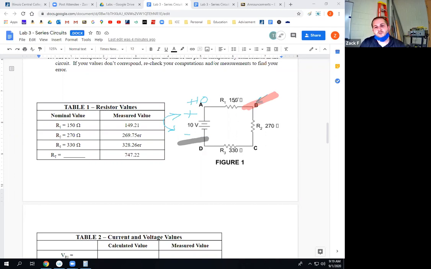Remember we said that if these were all 150 ohm resistors, that voltage would distribute evenly. So less resistance is going to consume less voltage than more resistance. Here's how I think of it: in terms of a percentage. We know the total resistance right here, 747.22. So what percentage is this resistor going to eat up of the voltage? My value is 149.21. How do I find a percentage of the total with those numbers?